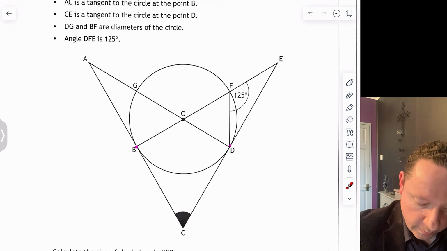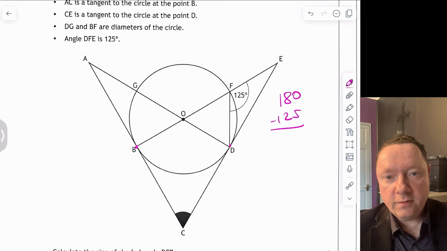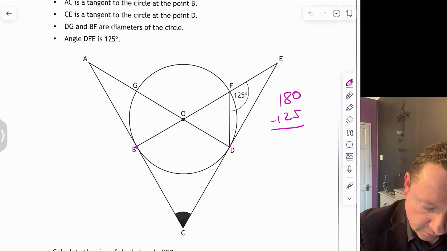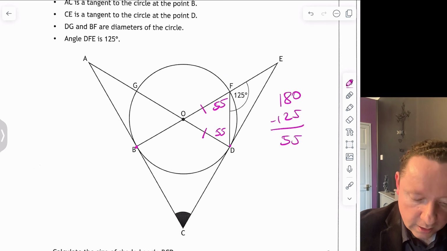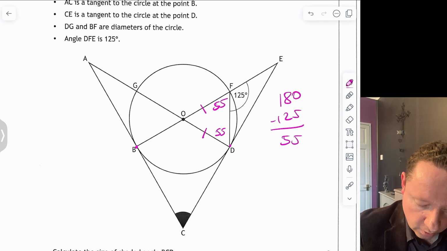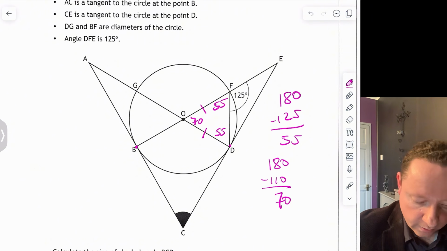So I'm going to do 180 minus 125. So 25, 35, 45, 55, 65, 75 makes 55. So I now know that this one up here is 55. But because that's a radius and that's a radius, this one down here is also 55. So I can now do two 55s as 110. 180 minus 110 is 70. So I get 70 in the middle straight away, basically.